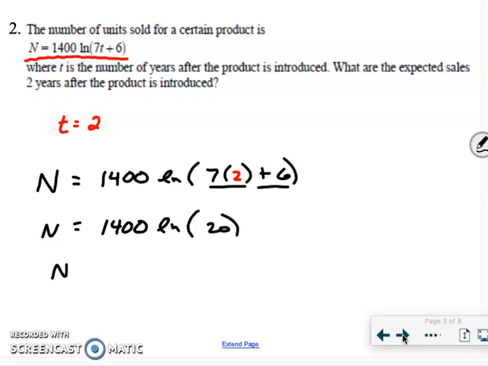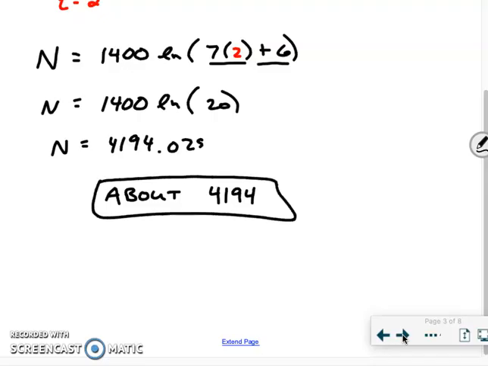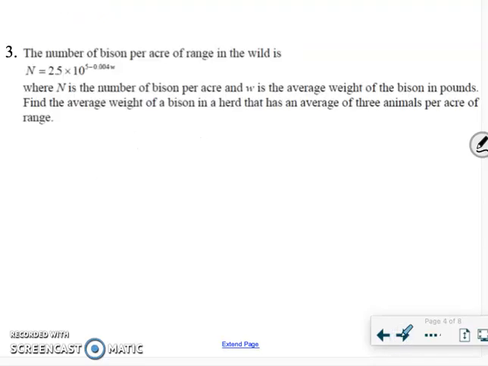So a lot of calculator work from here. 1400 times the natural log of 20. I'm getting 4194.025. So I think that we can safely say that about 4194 would be the expected sales.